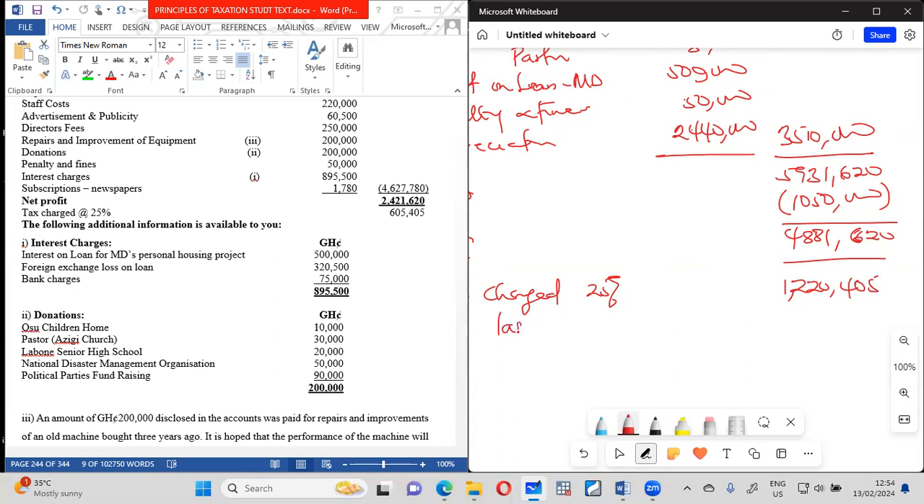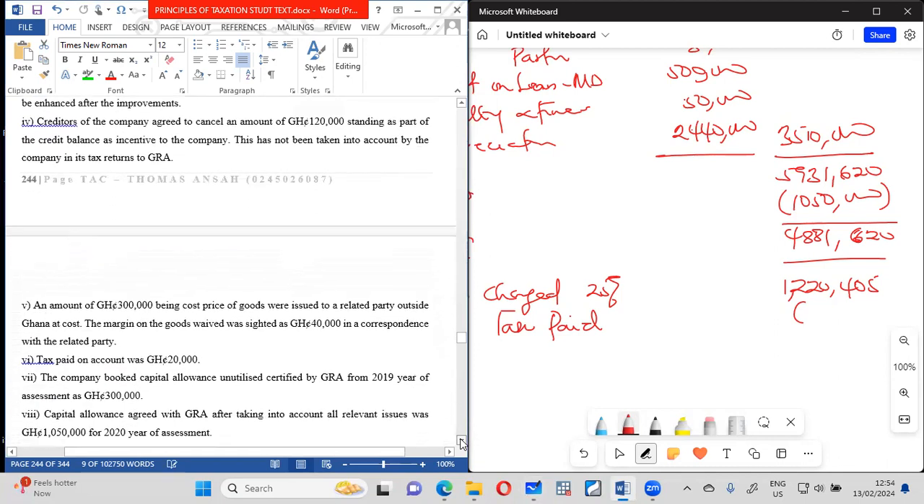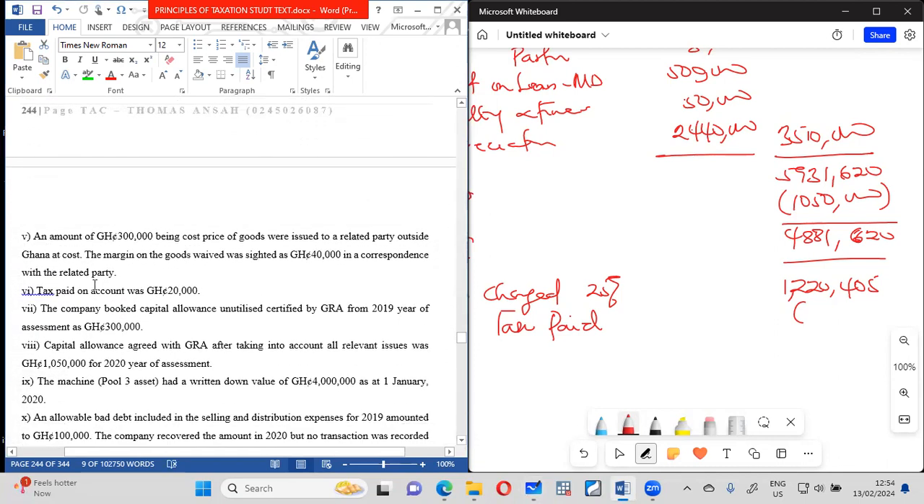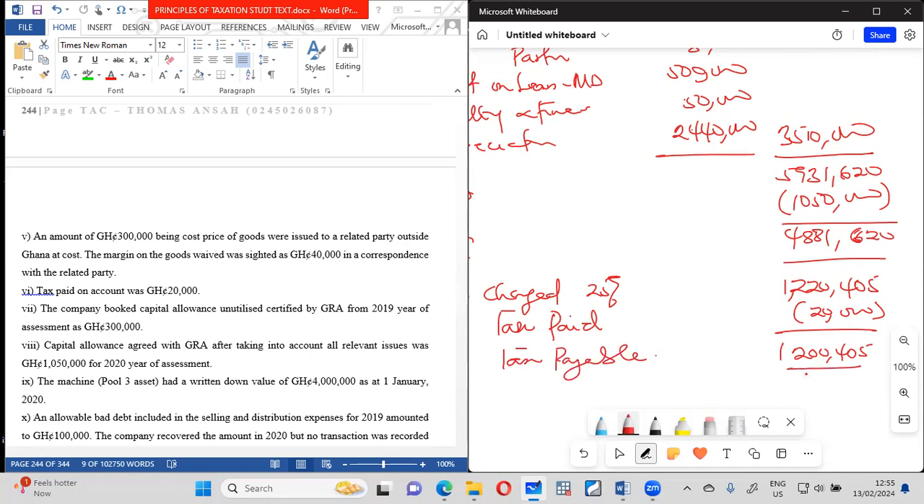Then they paid some tax already. So this is where we do the tax paid deduction. When they add it to the expense, you have to take it off. All right. So that tax paid was how much? Should be down somewhere here. Tax paid was 20,000. Any tax credits they have. All right. So minus 20,000. So it means that the remaining tax they have to pay, the tax payable, is that. All right. So ladies and gentlemen, that is how we go about business income tax.